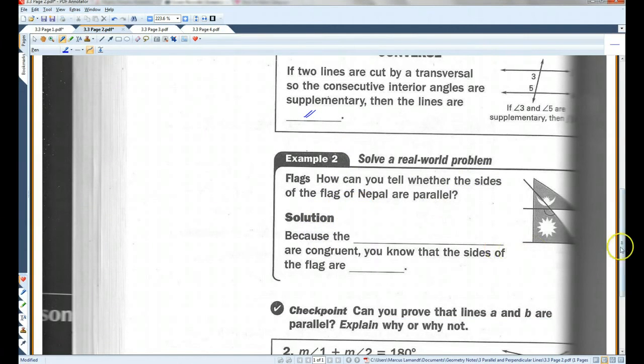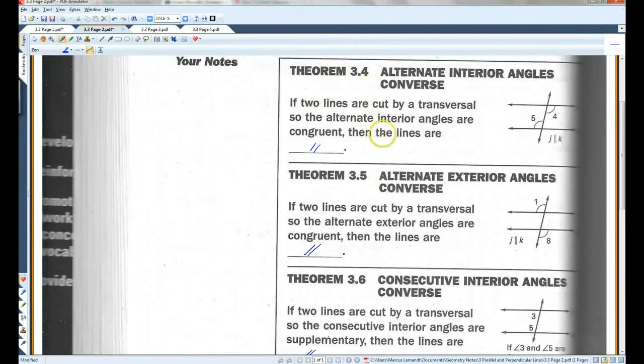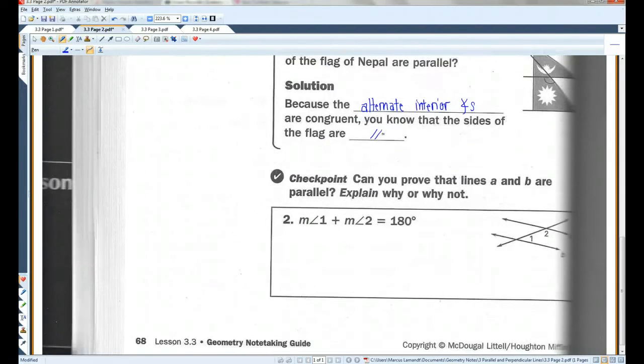Okay, how can you tell whether the sides of the flag of Nepal are parallel? I apologize that the diagram didn't come out so great. Hopefully on your page you can see that this angle is congruent to this angle here. And these are alternate interior angles. Because the alternate interior angles are congruent, you know that the sides of the flag are parallel. Okay? And that is theorem 3.4, alternate interior angles converse. Alright, you guys go ahead and do this checkpoint. Let's go on to page 3.